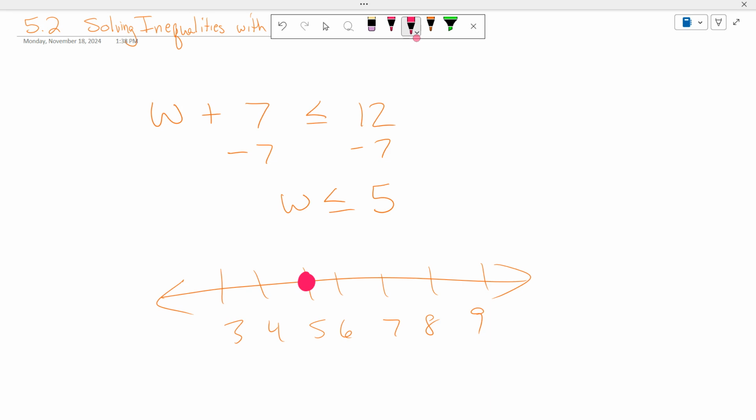And which way do we graph? Left or right? Left, because it points to the left, right? When the variable is on the left side, this will point whichever way you're supposed to shade.